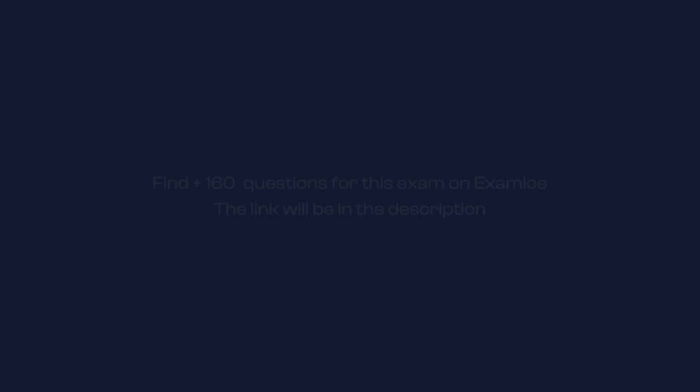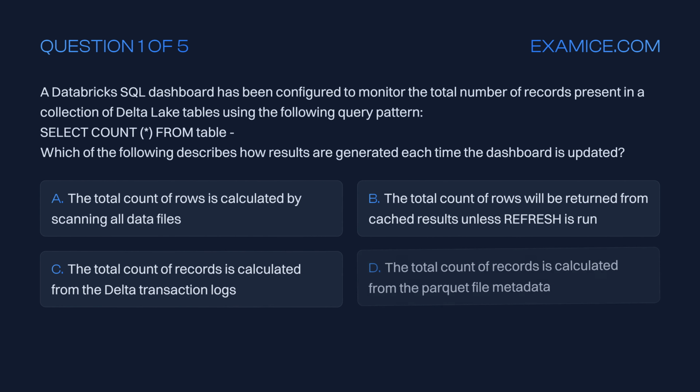Let's get started. Question 1. A Databricks SQL dashboard has been configured to monitor the total number of records present in a collection of Delta Lake tables using the following query pattern. Select Count from Table. Which of the following describes how results are generated each time the dashboard is updated?